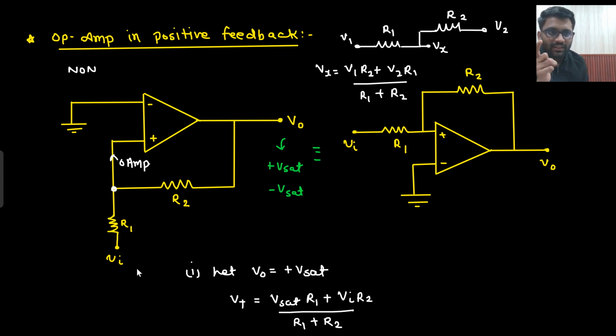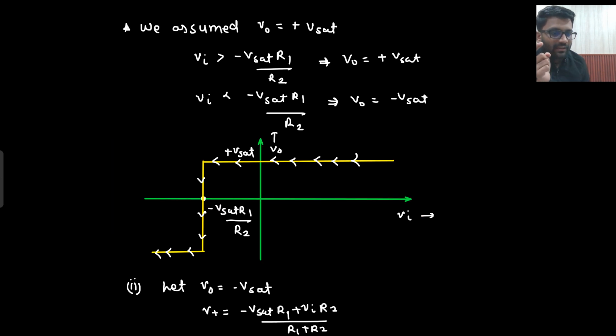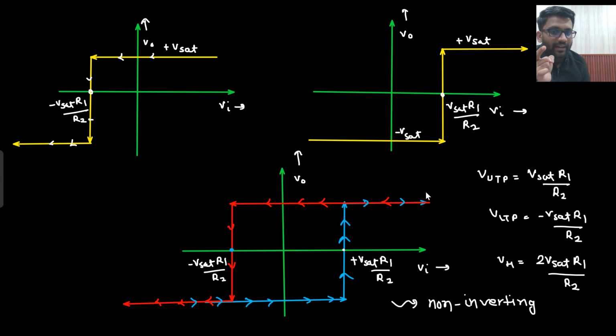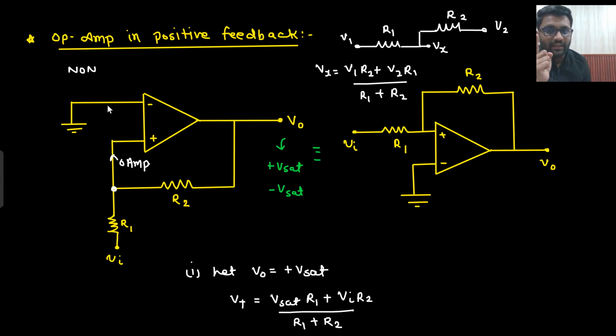But the reason is not that your input is applied towards the negative sign, and that's why it is a non-inverting Schmitt trigger. No, this is not the reason. The reason is the characteristics. When you get the final characteristics, you get to know that for a higher value of input you are getting plus V set, and for a lower value of input you are getting minus V set. So this is the reason why this is known as a non-inverting Schmitt trigger. Are you getting this point or not? Non-inverting Schmitt trigger.